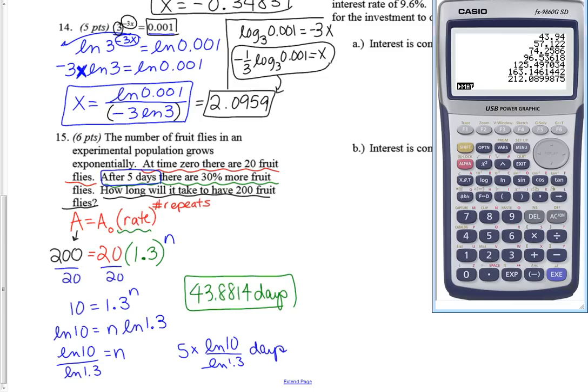At 45 days, I've exceeded 200, so it should make sense that at 43.8 days, that's when I hit exactly 200. You can't just do this by a strict proportion. You have to use the exponential to do it. But your answer checks out, so that looks good.